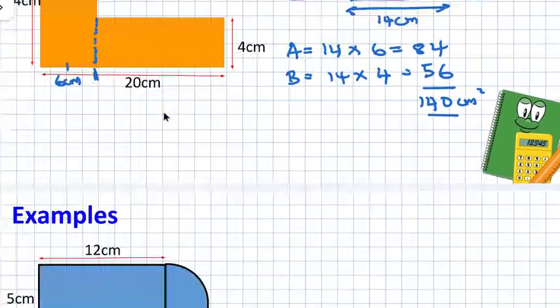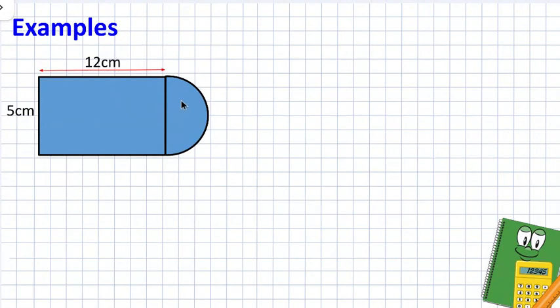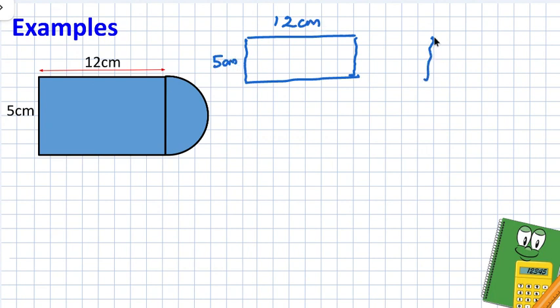Let's take a look at another example. Okay, so for this one now, we have a rectangle with sides of 12 centimeter and 5 centimeter. And then we have a semicircle that has a diameter of 5 centimeter. So I'm going to call this shape A and this shape B. For shape A, the area is basically 5 times 12, and that will give us 60 centimeter square. That's the area of shape A.